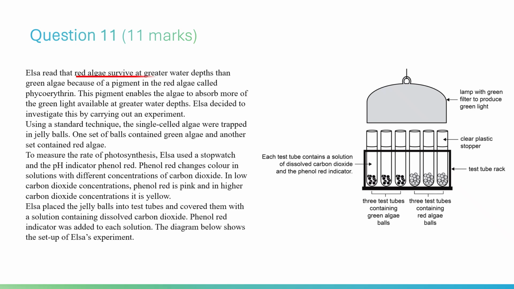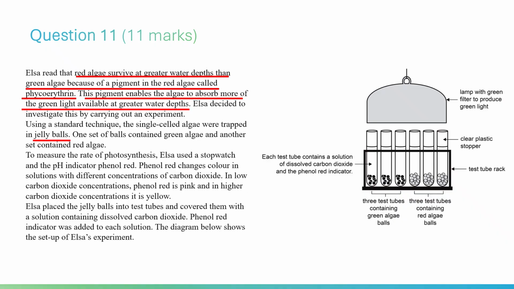Elsa read that red algae survive at greater water depths than green algae because of a pigment in the red algae called phycoerythrin. This pigment enables the algae to absorb more of the green light available at greater water depths. Elsa decided to investigate this by carrying out an experiment.